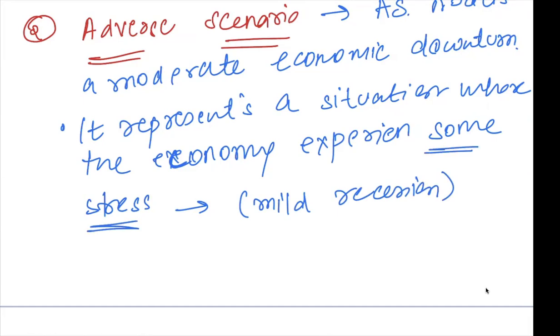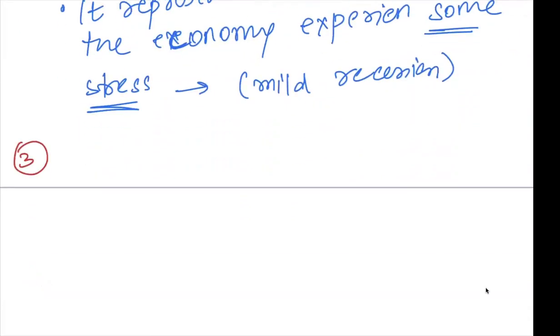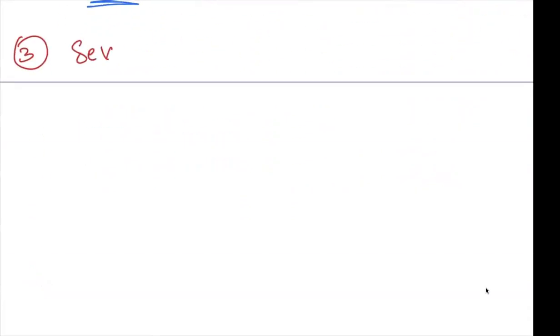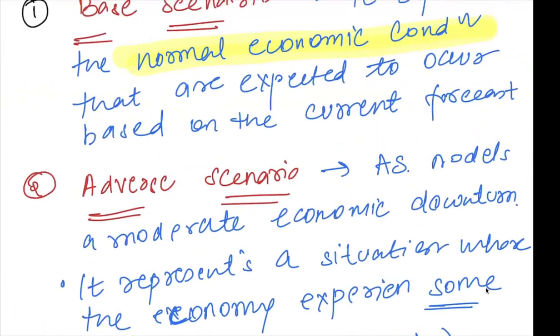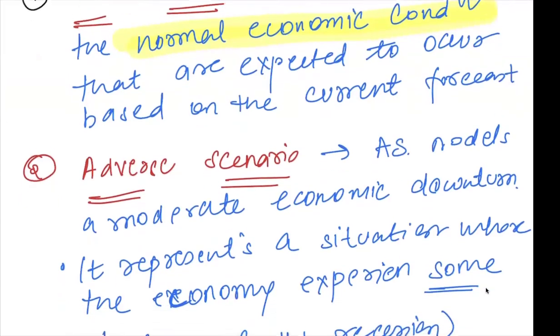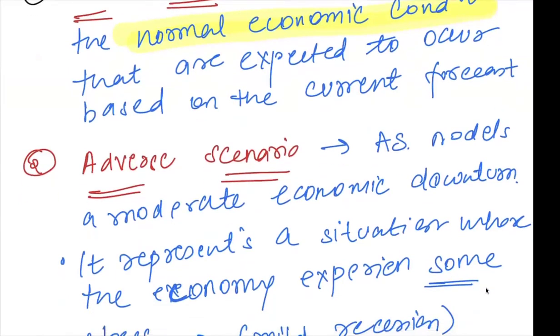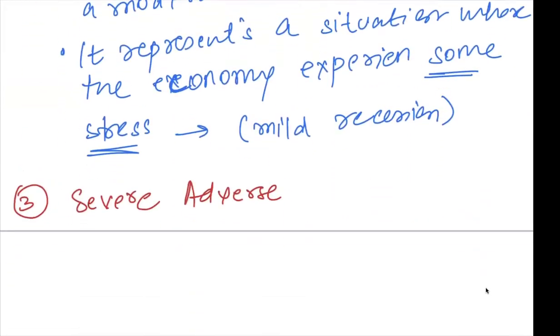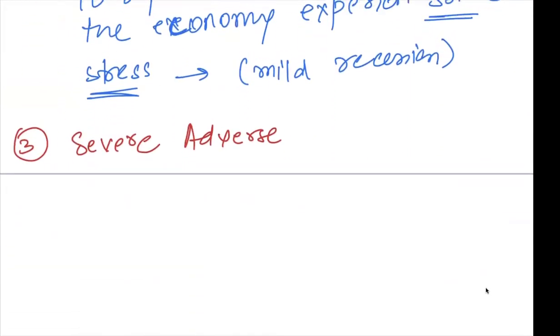Okay, the third stress testing condition is severe adverse. From the name only, you might be understanding. Base is the normal economic condition. Adverse means some mild stress in the economy, but severe adverse, right? Something major is happening. The severe adverse scenario represents economic stress, a deep recession. So it's basically a worst case scenario that is highly unlikely, but it can be possible.